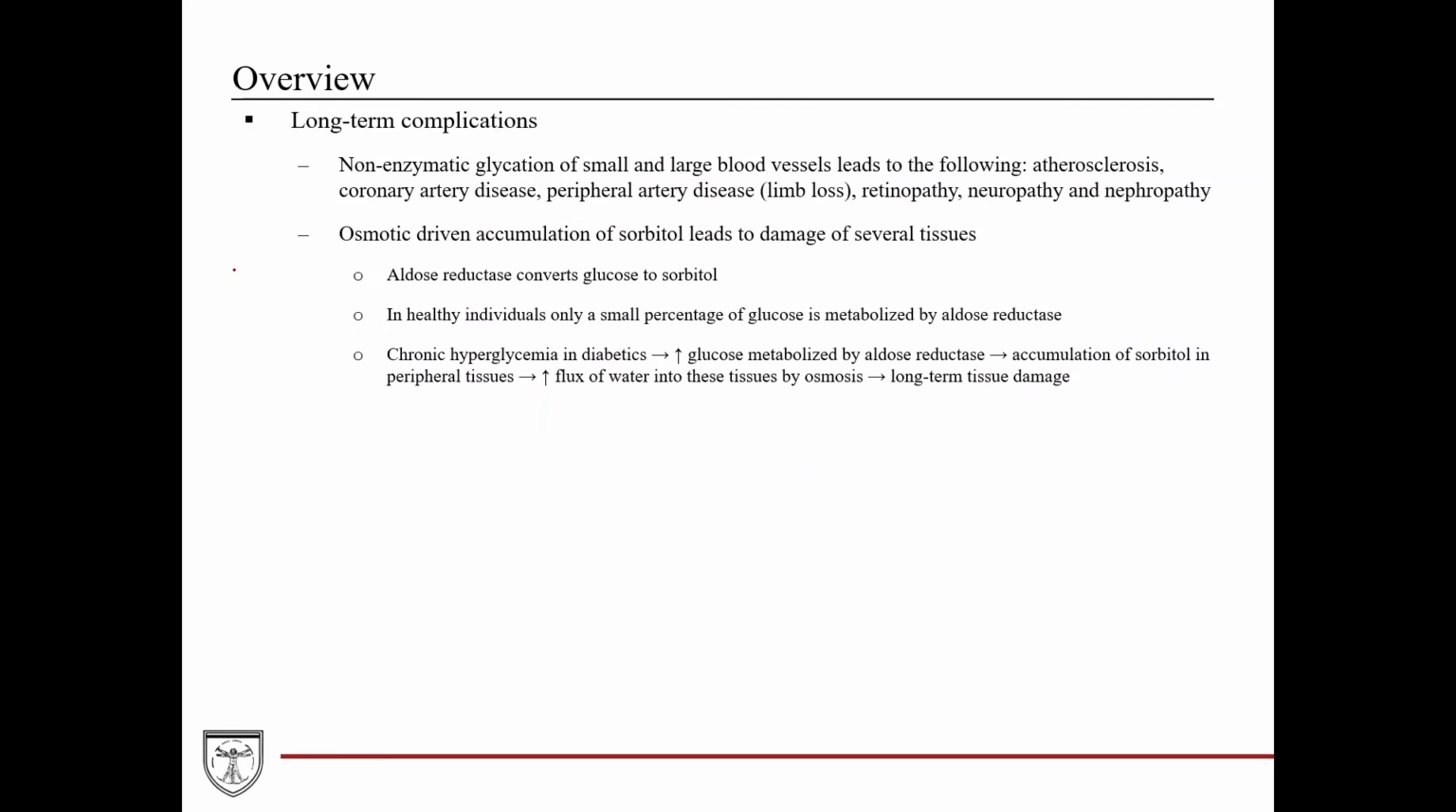Now, speaking of some of those long-term complications, like the A1C test, they involve non-enzymatic glycation of other structures, such as small and large blood vessels. And so as a result, this leads to worsening of atherosclerosis, so hardening and narrowing of arteries. It worsens coronary artery disease because it worsens atherosclerosis that's occurring within the coronary arteries. Peripheral artery disease, particularly when you have someone's extremities like this.